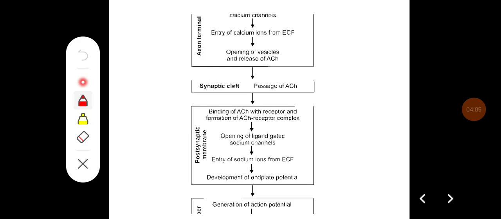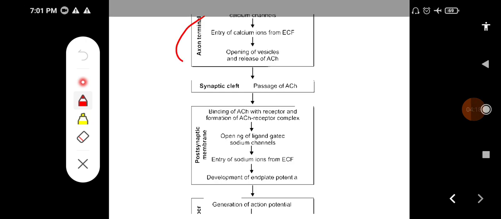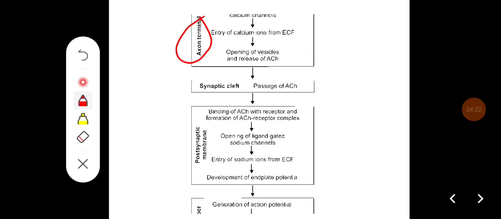So this diagram shows the transmission at the neuromuscular junction. So when at presynaptic membrane at the axon terminal, if the action potential arises, it opens the calcium channels, which causes entry of calcium ions from the ECF into the presynaptic membrane, which causes the opening of the vesicles and release of acetylcholine into the synaptic cleft.